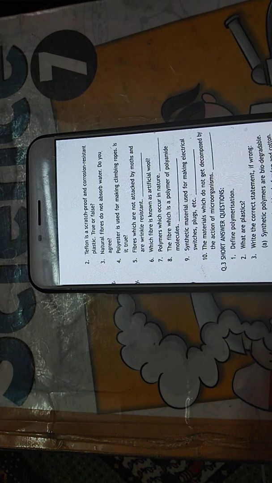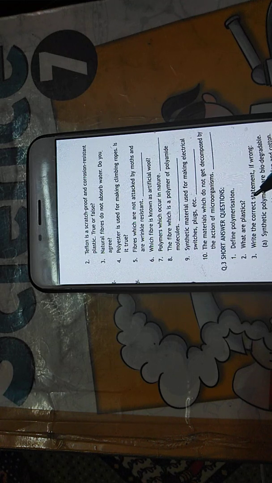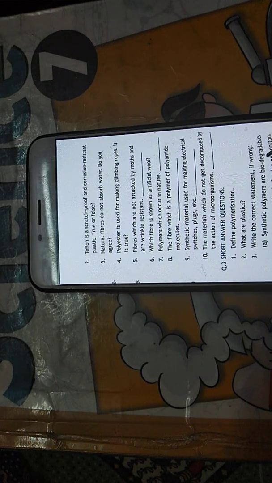Next question: define polymerization, that you can write by yourself. What are plastics? Plastic is a polymer which is easily molded or set into any desired shape when heated, and it hardens on cooling to make a durable object. Next, write the correct statement if wrong. Synthetic polymers are biodegradable. False, they are non-biodegradable.